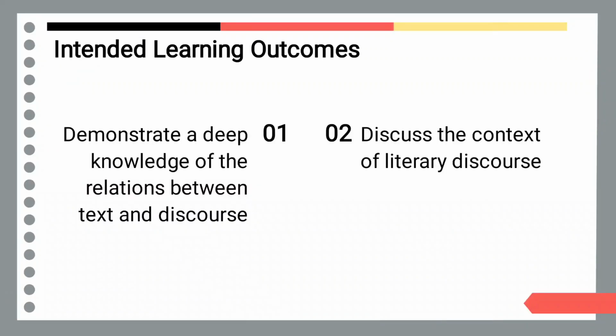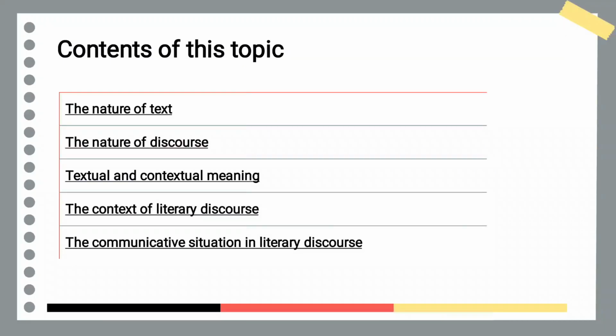For the intended learning outcomes of this discussion, first, demonstrate a deep knowledge of the relations between text and discourse. Second, discuss the context of literary discourse. And here are the contents of this topic. First, the nature of text. Second, the nature of discourse. Third, textual and contextual meaning. Fourth, the context of literary discourse. And lastly, the communicative situation in literary discourse.